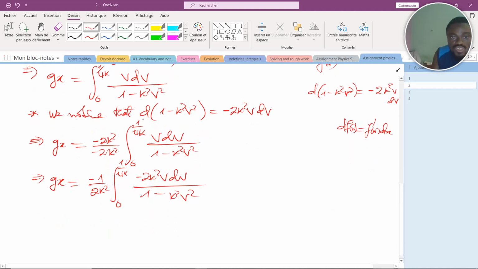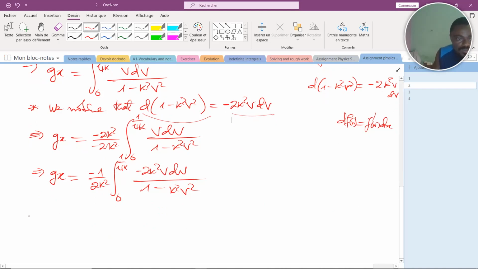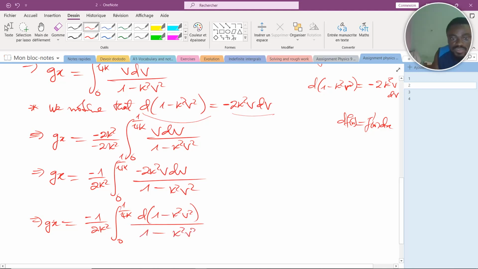But recall that we saw that this was equals to this. So we're going to replace this by what? D of 1 minus k square v square. So this becomes equals to, this implies gx will be equals to minus 1 on 2k square integral from 0 to 1 on 4k. We replace this by d of 1 minus k square v square all over 1 minus k square v square. Is that okay? Is that okay?